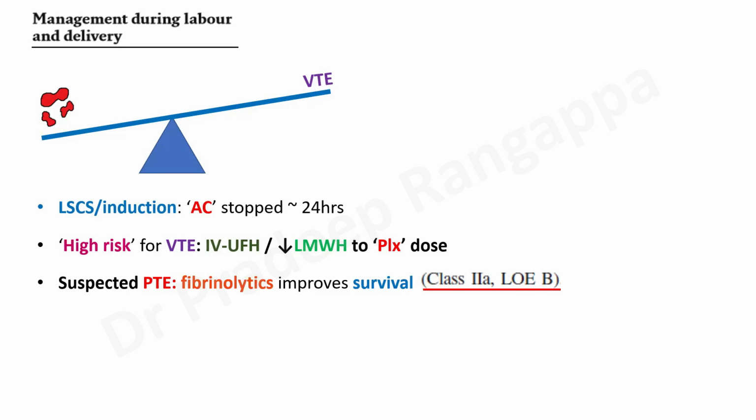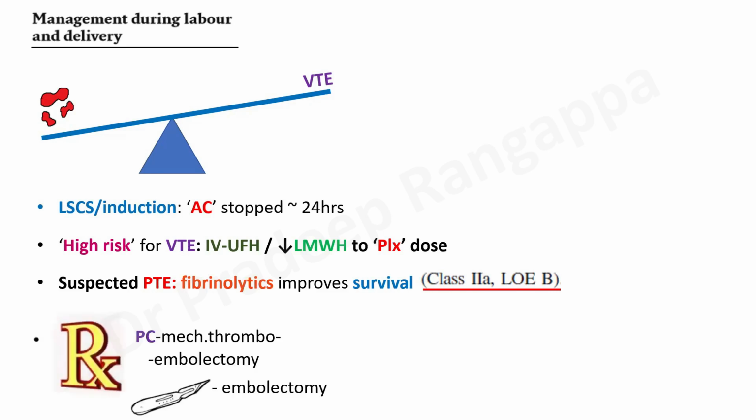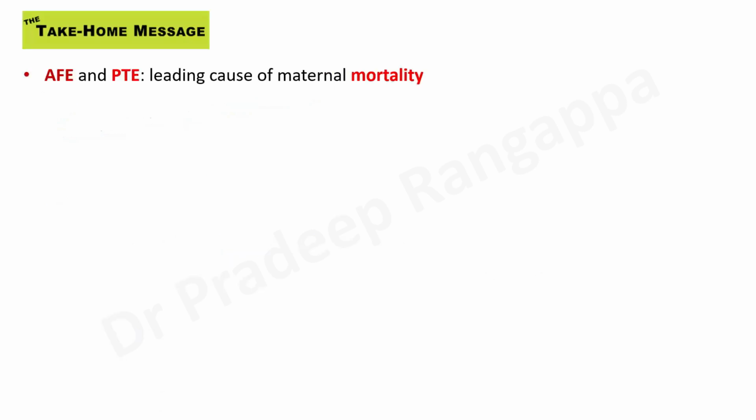And when there is suspected PTE, fibrinolytics have been shown to improve survival. As a salvage measure, when there is an acute cardiovascular decompensation, percutaneous mechanical thromboembolectomy has to be considered when such a situation arises during delivery, or embolectomy may have to be considered.